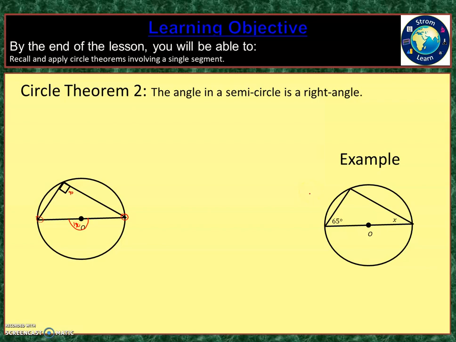So we have a semicircle. The angle in the semicircle is a right angle, so this angle here is 90. We then have a triangle. We know the angles in a triangle add to 180, so we know 65 plus the 90 plus the x is 180. So that gives us 155 plus x is 180. If I subtract the 155, x is 25 degrees. And there we go.